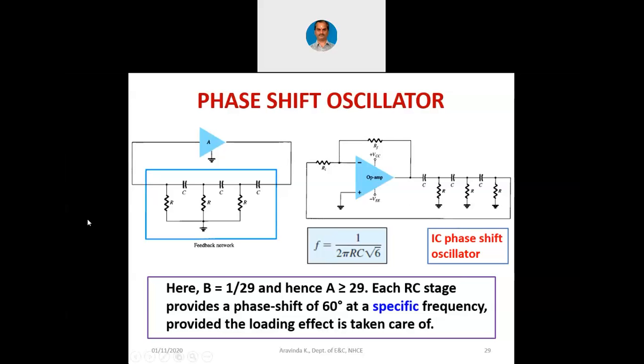Let me proceed to the next slide, and I have already told you about the formula for this. F equals 1 over 2 pi RC root 6. Let me proceed to the next slide.